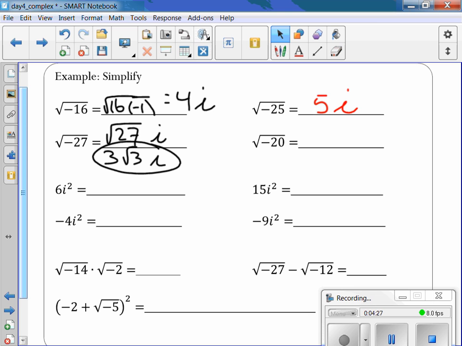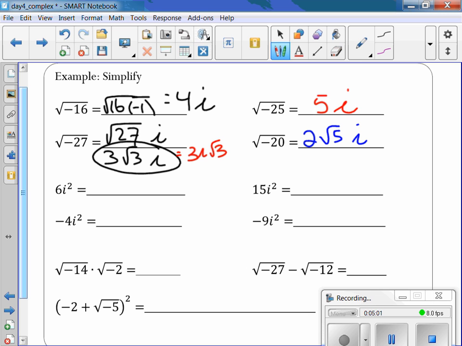So in other words, if you want to write it as 3i square root of 3, that way it's safe, that the i is not underneath that square root. Either way is perfectly fine, as long as you indicate that the i is not underneath that square root. And a square root of negative 20. 2 square root of 5i.